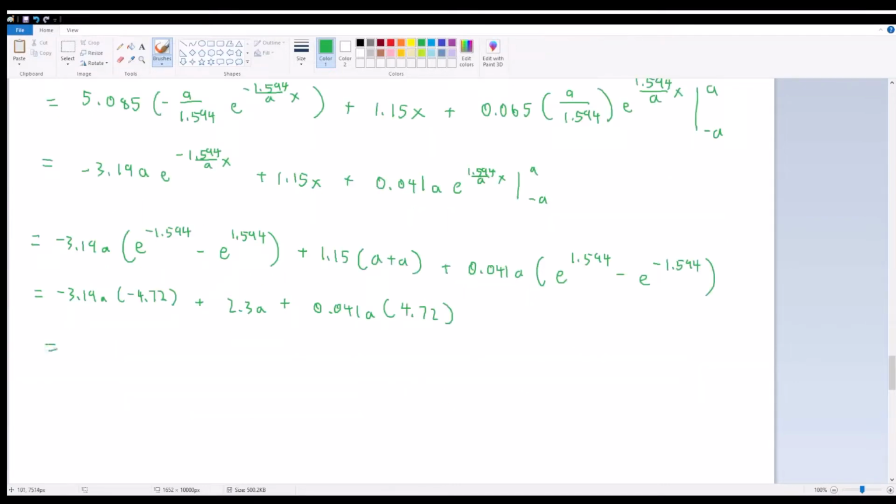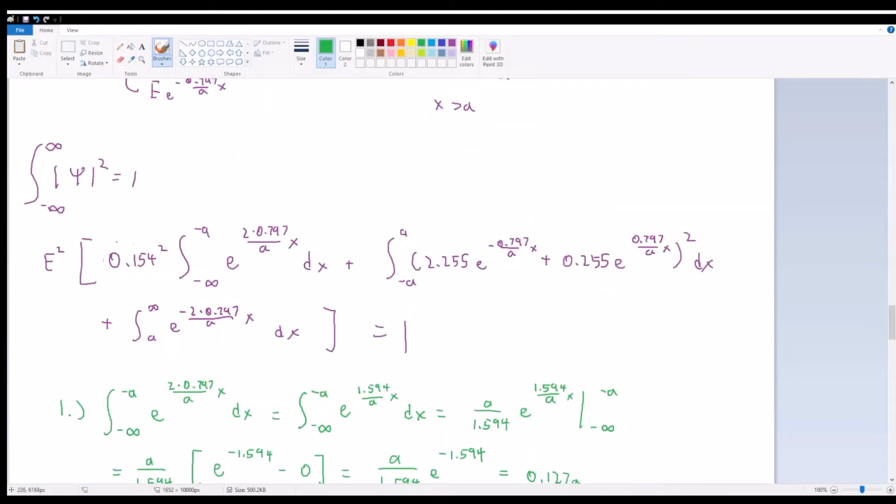Okay, add these all together. This is going to give us 3.19 times 4.72. This is going to be 15.057 plus 2.3a plus 0.041 times 4.72. This is going to be 0.194a. Add an a at the front of all of them. Add them all together. So this is going to be 15.057 plus 2.3 plus 0.194. This final value is going to be 17.551a.